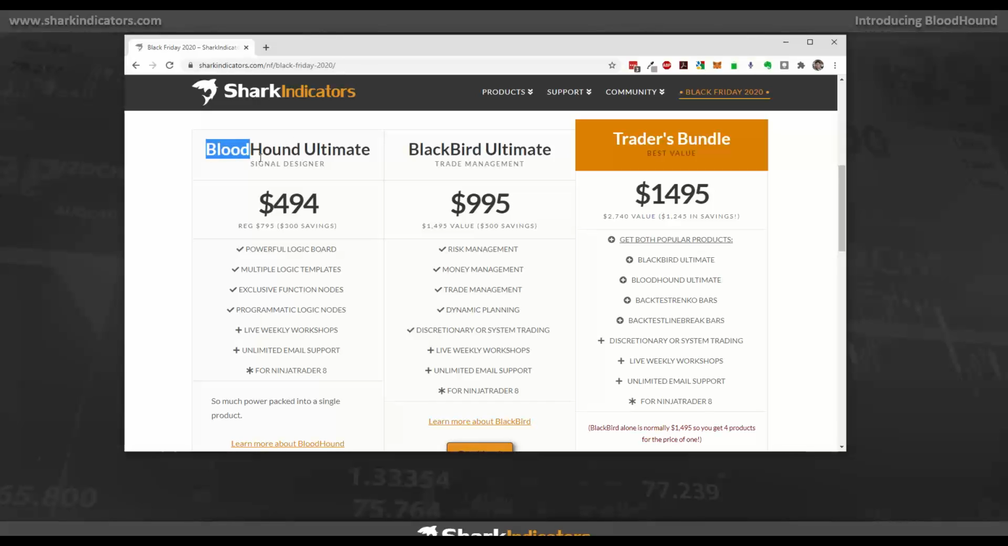So again, Bloodhound was the signal generator. This is the indicator. Blackbird is the trader, basically the trade management software, which physically trades this, puts the orders on, manages the trade, does risk management and other things that we didn't get time to show you.